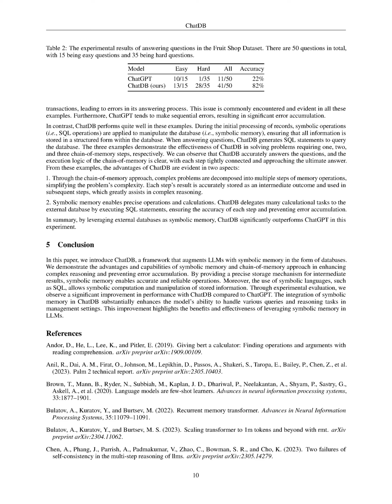Section Summary. The ChatDB system utilizes SQL statements to process records and store information in symbolic memory, allowing for accurate multi-hop reasoning and precise calculations. In contrast, ChatGPT includes records as part of the prompt and struggles with hard questions that require multi-hop reasoning and precise calculations, resulting in low accuracy rates and error accumulation. ChatDB's chain of memory approach simplifies complex problems and delegates calculational tasks to the external database, ensuring accuracy and preventing error accumulation. Experimental results demonstrate ChatDB's superiority over ChatGPT in accuracy and effectiveness.